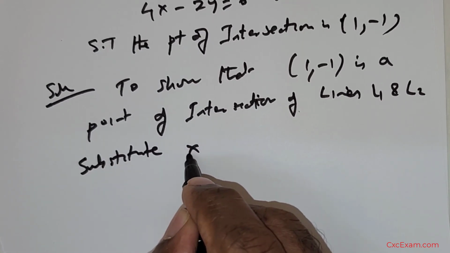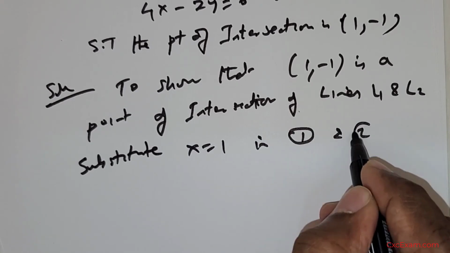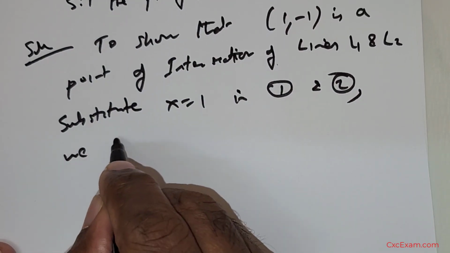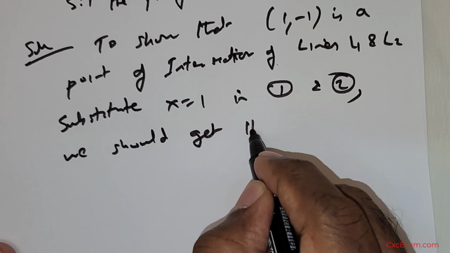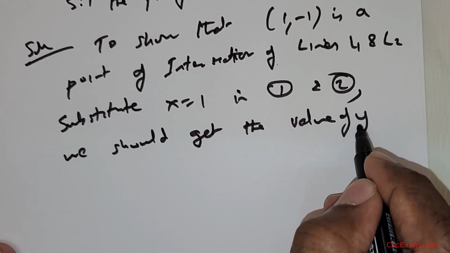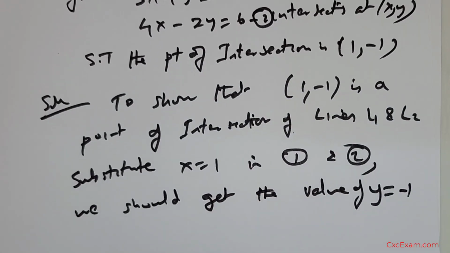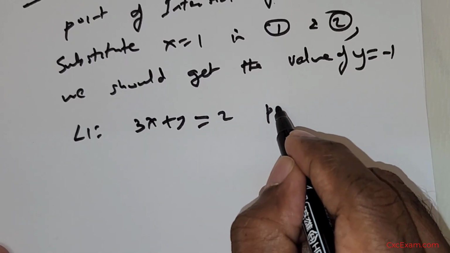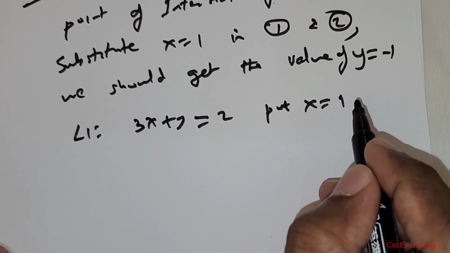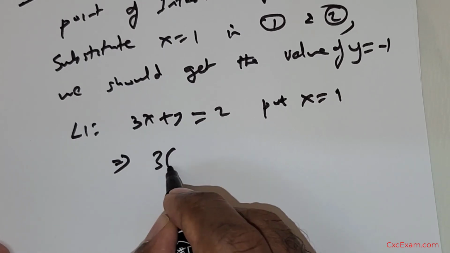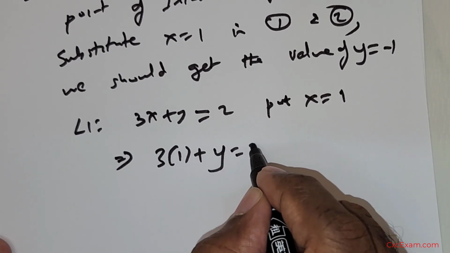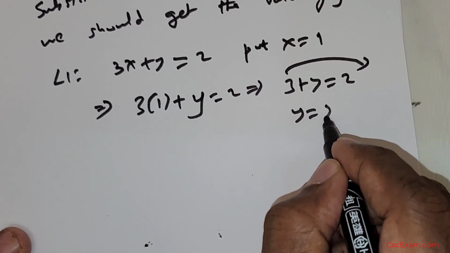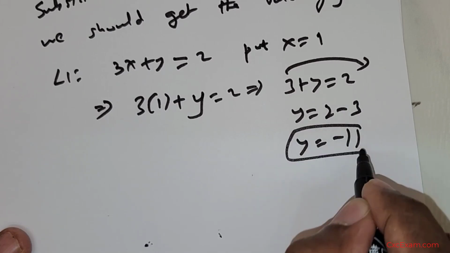Substitute x = 1 in 1 and 2. This is 1, this is 2. We should get the value of y to be equal to -1. Okay, so L1 is 3x + y = 2. Put x = 1. So that is going to be 3(1) + y = 2. This means 3 + y = 2. Push this 3 to the other side, you get y = 2 - 3. So y = -1.